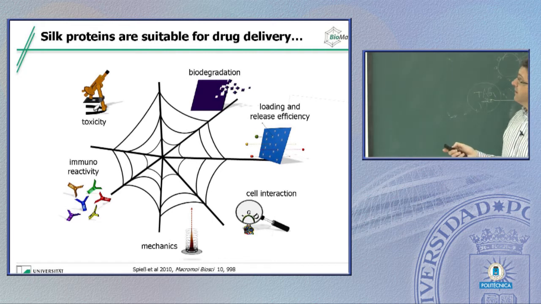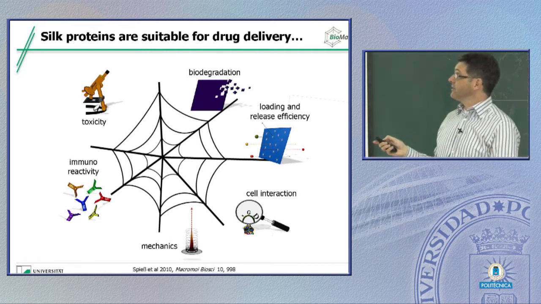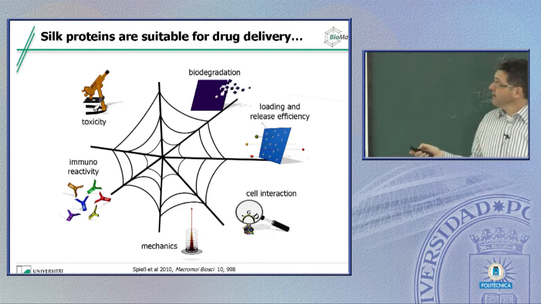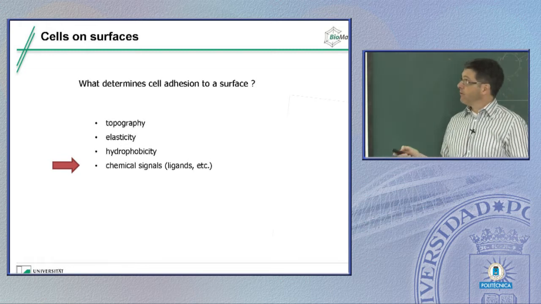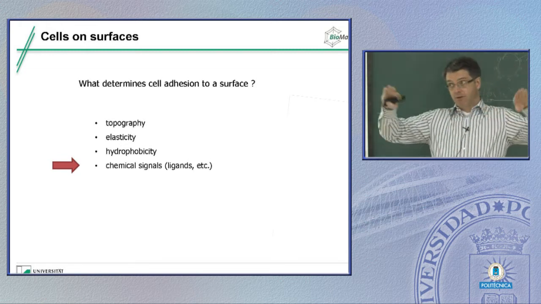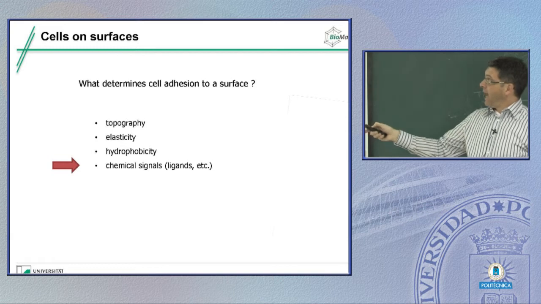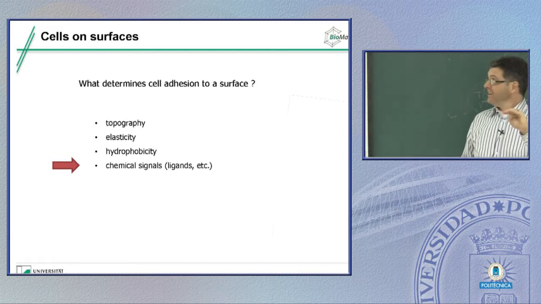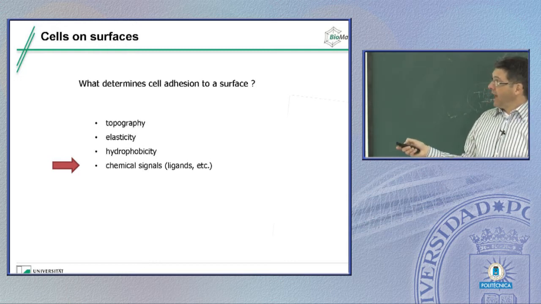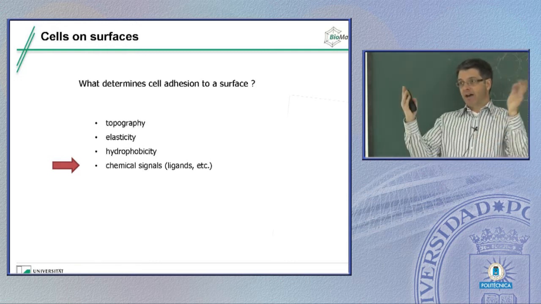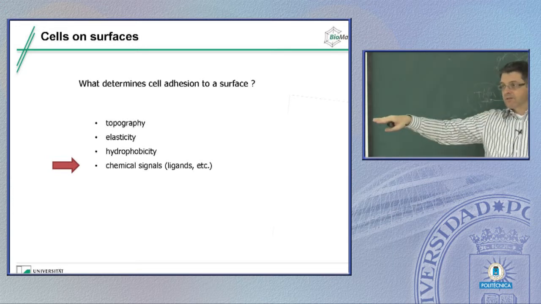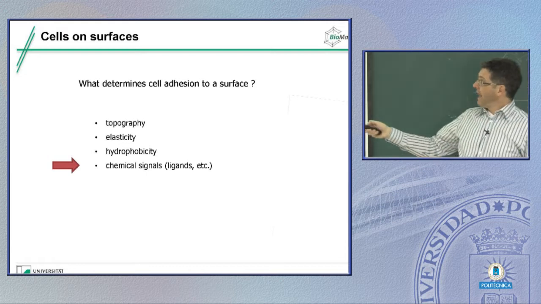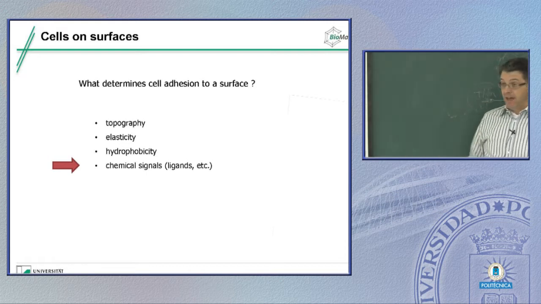So what determines the adhesion of a cell to a surface? I mean, there's literally 4 major things you have to be aware of. It's the topography of the surface. It's the mechanics, especially the elasticity of a surface. It's the wettability, so the hydrophobicity. Of course, if it's very hydrophobic and water can't spread very much on a surface, then also cell interaction is low. With elasticity, it's the same.